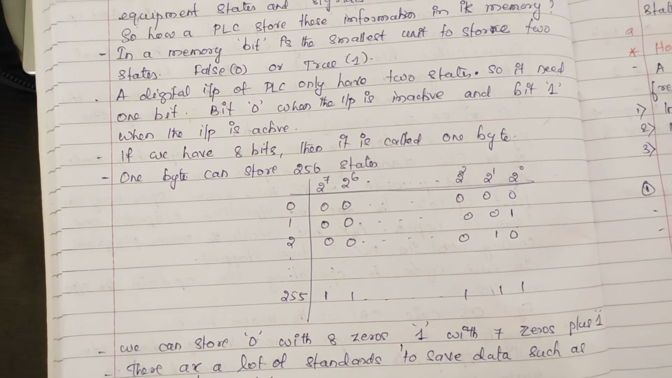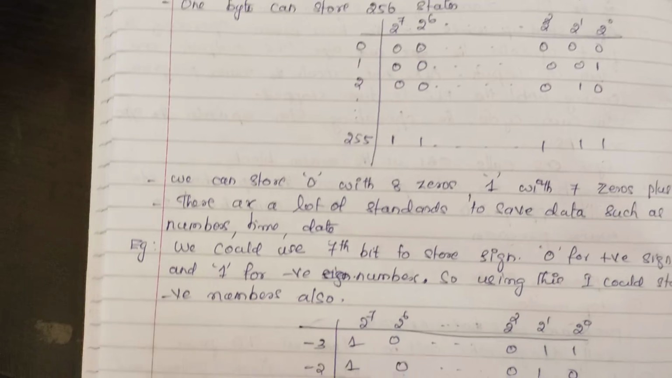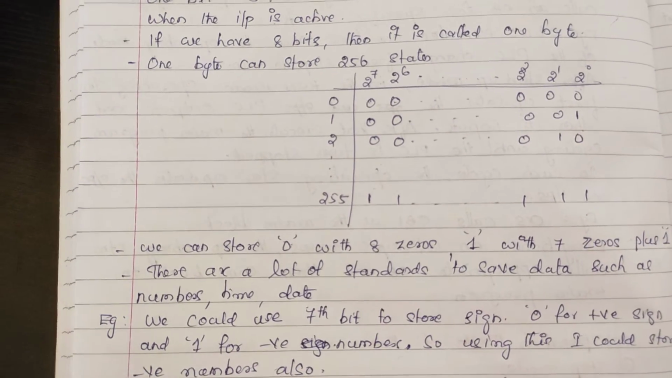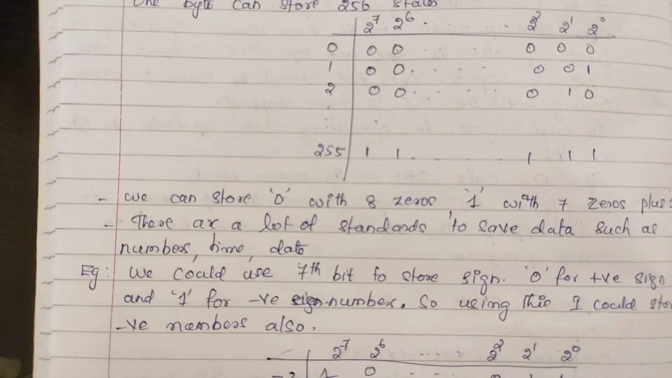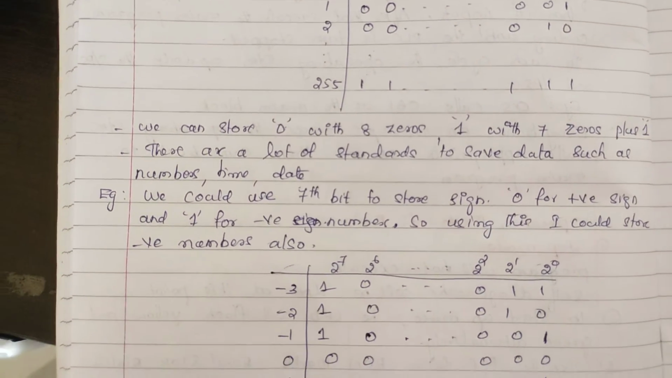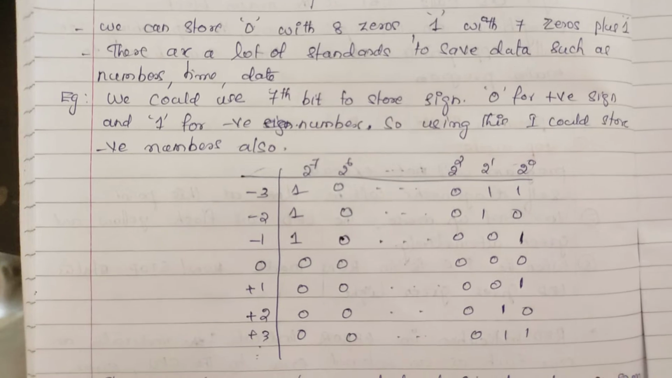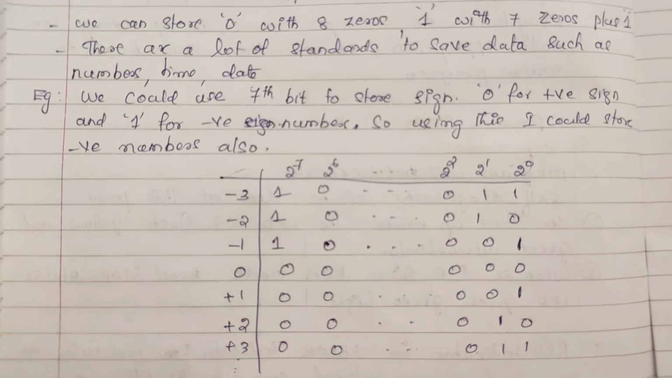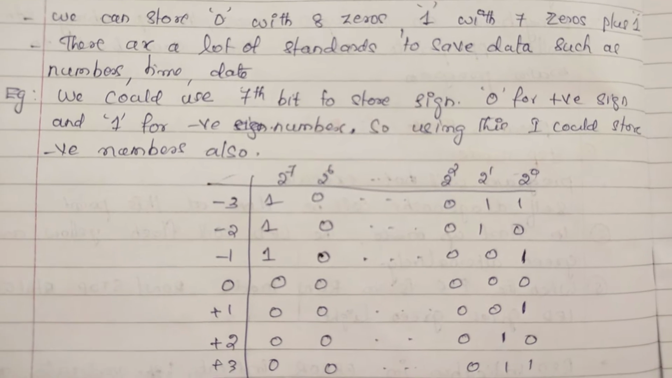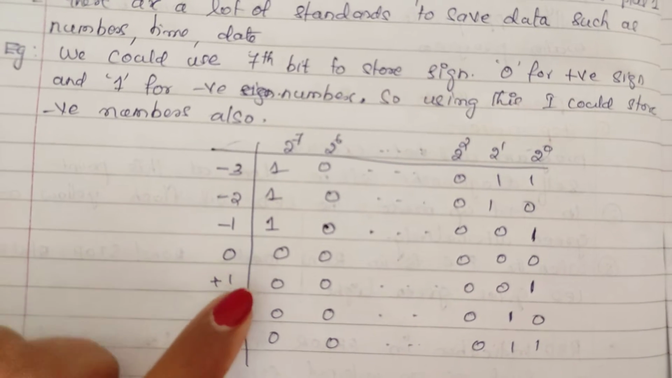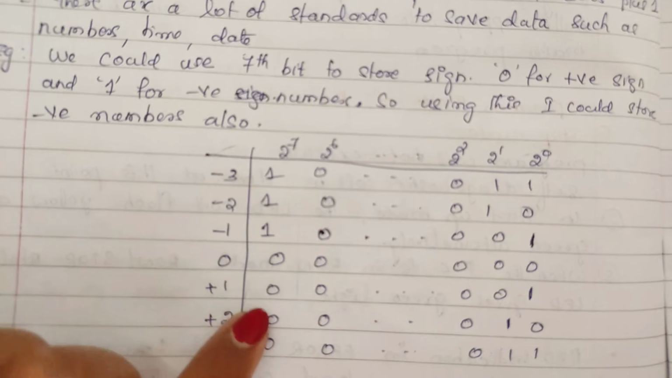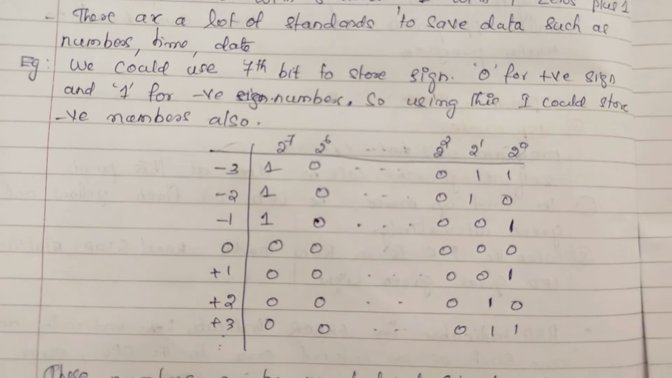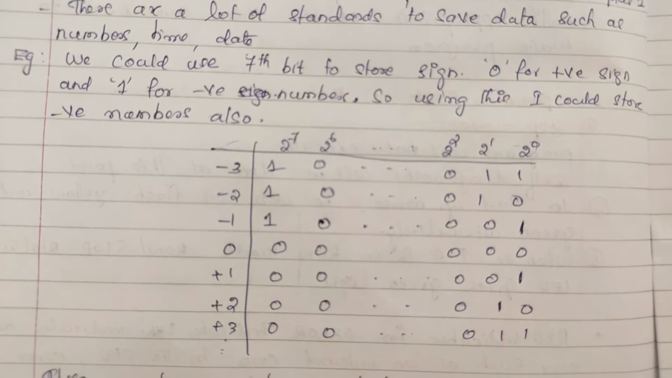One more point I want to add: we can have different standards to save this data. Suppose I'm going to store integers, then the 7th bit indicates the sign of that value. That means it could be either a positive or a negative sign, right? So if I want to represent positive numbers, 0 indicates a positive number and 1 indicates a negative number. So likewise it will go.